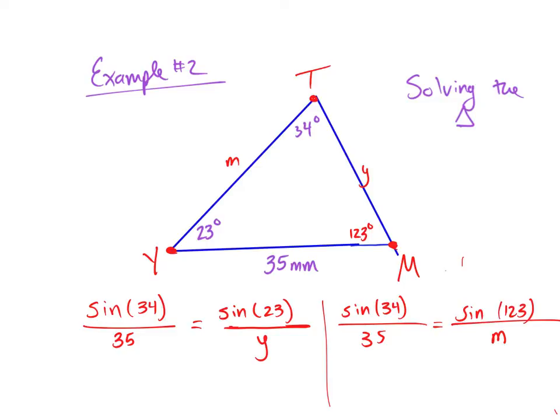So what I'm teaching everyone is this. You will make two separate fractions. You'll do it twice because you have two missing pieces. Okay? All right, now how do I solve it? Now you cross multiply. So y times the sine of 34 is equal to 35 times the sine of 23.